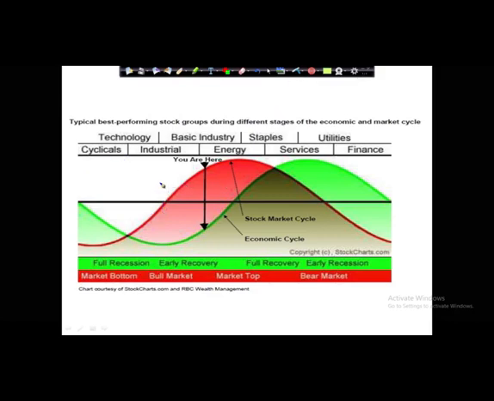This red line is showing the stock market. This green line, or whatever you can say, is the economic cycle. Right now, you can see our economy is somewhere here, this blue line. Now we know the economy is falling down. Everybody knows. We have seen our GDP is falling down, and our products and everything are falling down continuously.